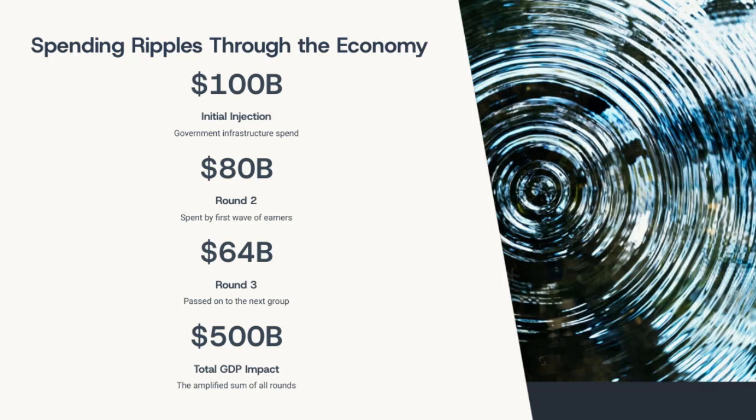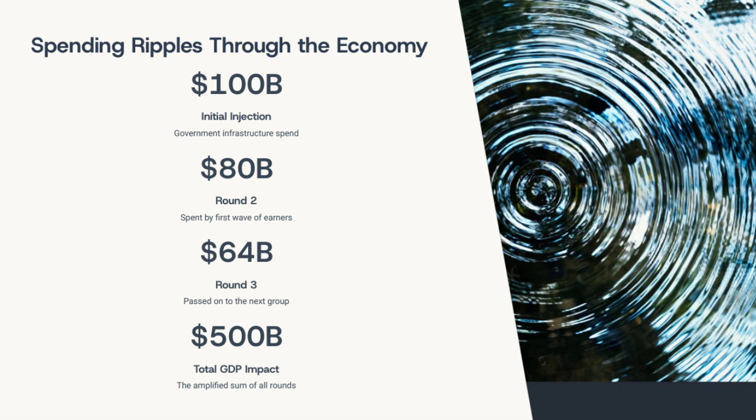Now, let's look at the big picture of how the initial injection of $100 billion ripples through the economy. Starting with that initial injection, which is our $100 billion, we see how spending from the first wave of earners then spreads out. This initial spending, in turn, generates a series of rounds of economic activity.